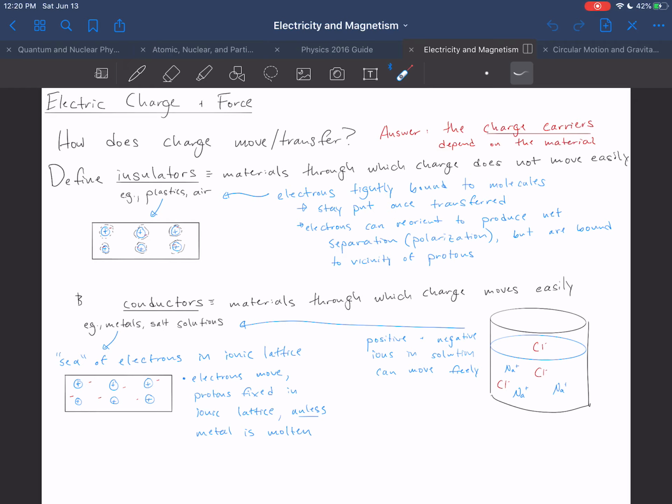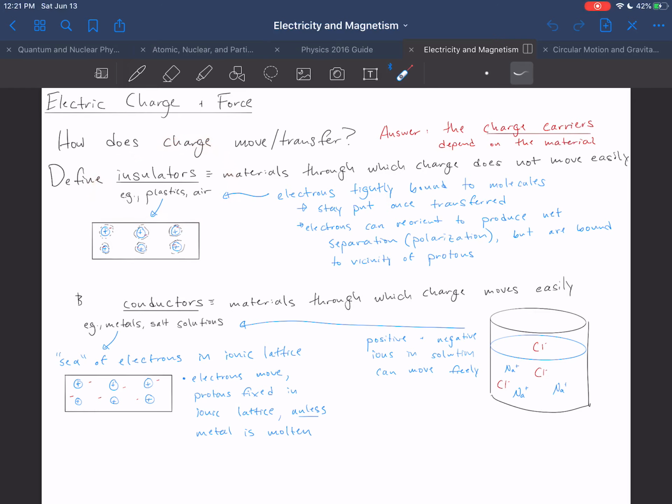How does it move within objects? And the big picture answer in this case is that the charge carriers, that is the particles or objects, depending on whatever they are, that carry the charge, depend on the material. So what actually is moving, what is transferring charge, depends on the material that the charge is flowing in. Most of you have already seen these terms, but we have two general pieces of terminology for objects that allow charge to move easily and objects that do not.